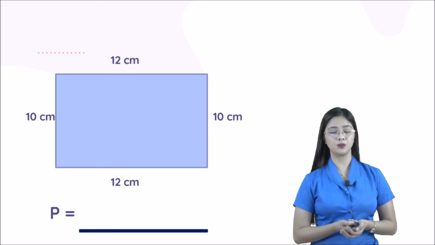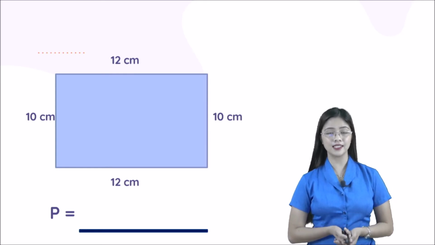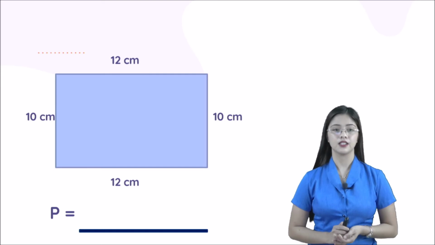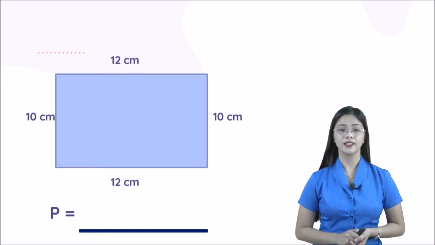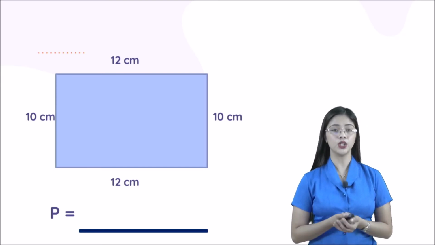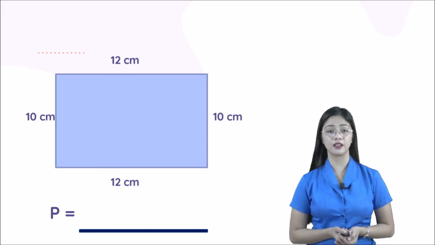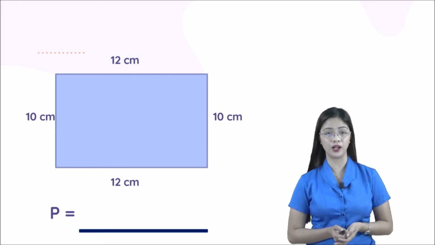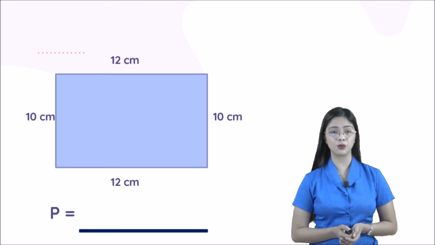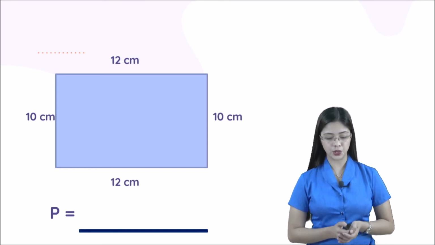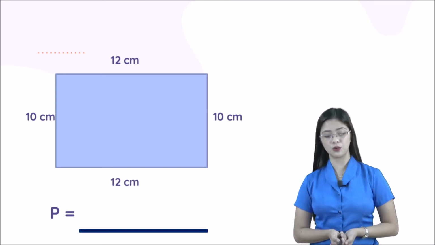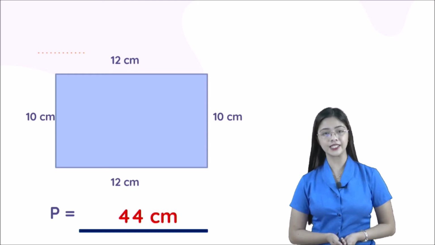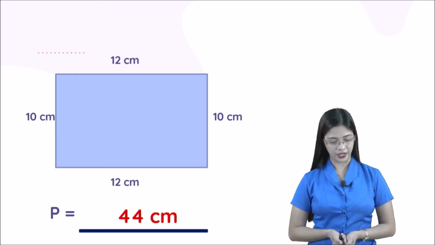Just like what we do, kindly add the length and the width. So we have the length of 10. 10 plus 10 is equal to 20. We have the length and we have the width of 12. 12 plus 12 is equal to 24. So 24 plus 20 is equal to 44 centimeter. Okay, next one.